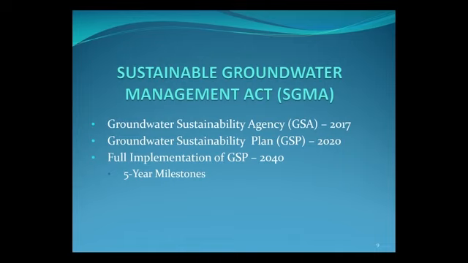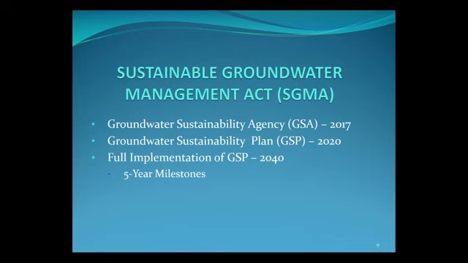You're all familiar, of course, with the Sustainable Groundwater Management Act. I'm going to layer that on top of drought emergency conditions that are motivating Mr. Gardner to seek an alternate water supply. You know that the groundwater sustainability agencies have to be formed by 2017. You have to have a plan by 2020 and full implementation by 2040 with 5-year milestones. And every critically overdrafted basin has to be brought into sustainability.